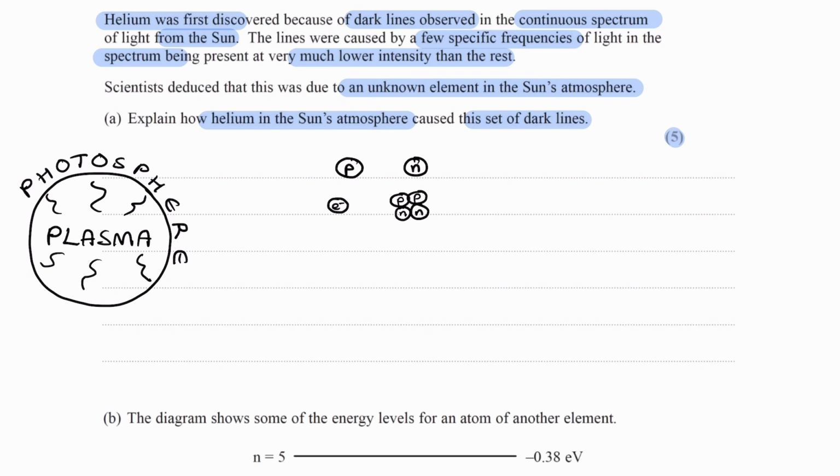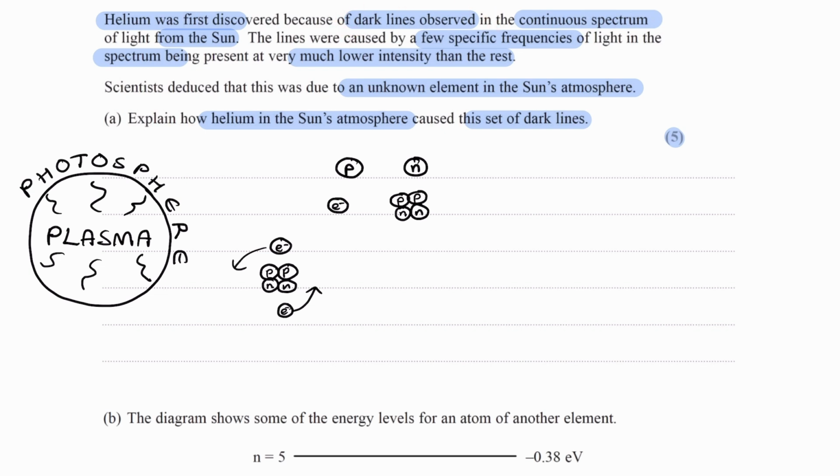So the surface of our sun has a temperature of around 6,000 Kelvin. But the photosphere is cool enough for atoms to form, so you can have electrons stably being bound to nuclei. And it's these atoms within the photosphere that are absorbing some of the frequencies of this radiation that's being emitted by the plasma. And that's what causes these dark lines.